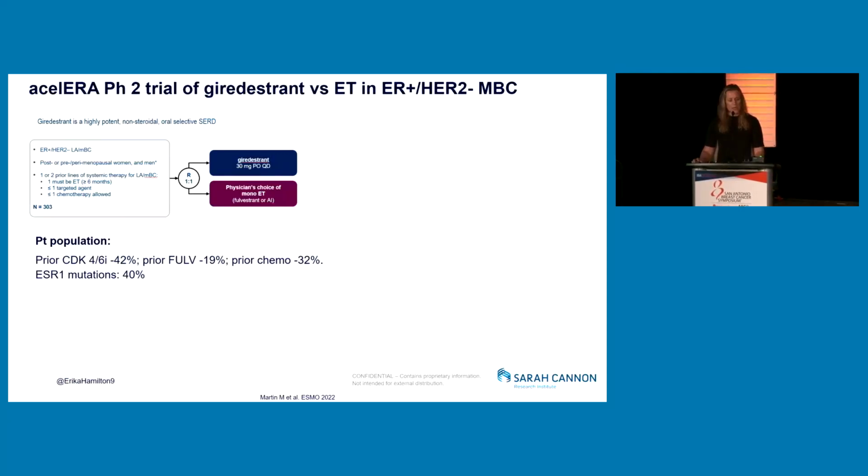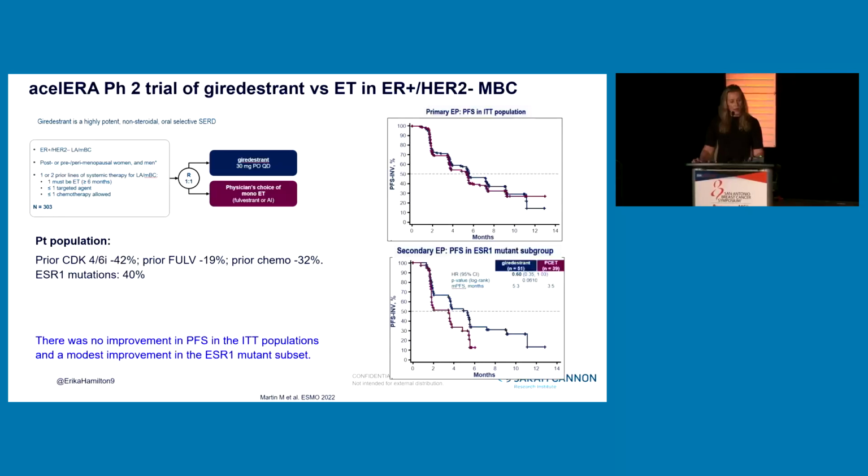So this was Accelera. This was a phase 2 trial of giredestrant in ER-positive metastatic disease. Again, a relatively similar design, also a little bit of a smaller trial as well. 1 to 2 prior lines of systemic therapy and up to 1 prior chemotherapy. CDK4/6 was less frequent here, only 42% of patients, and we did see ESR1 mutations in about 40% of patients.